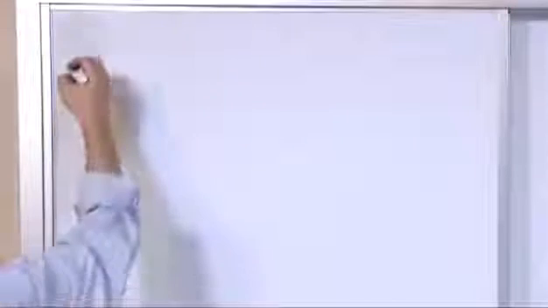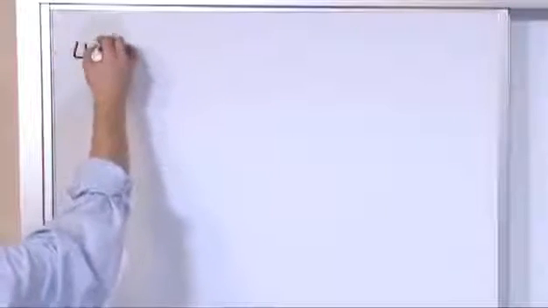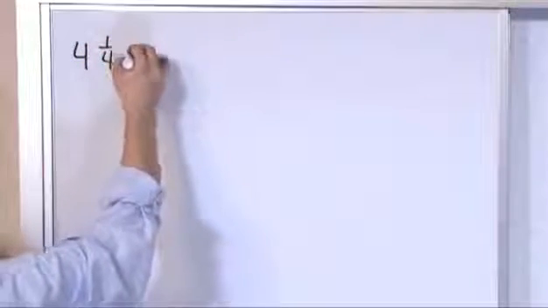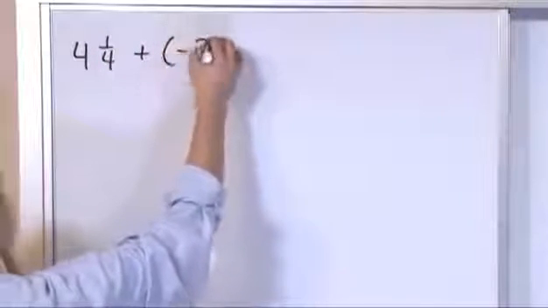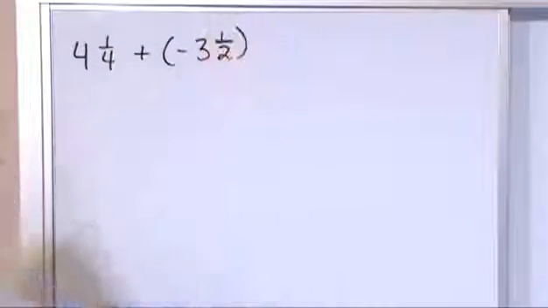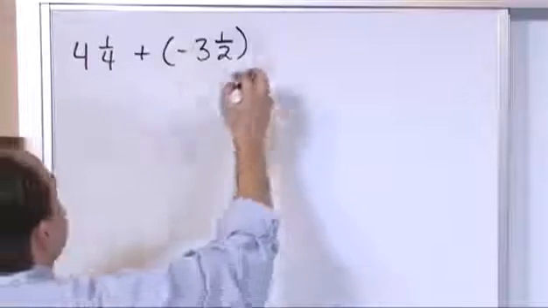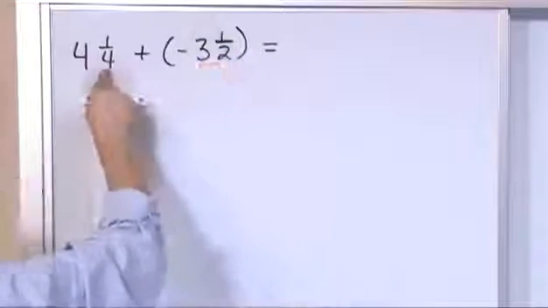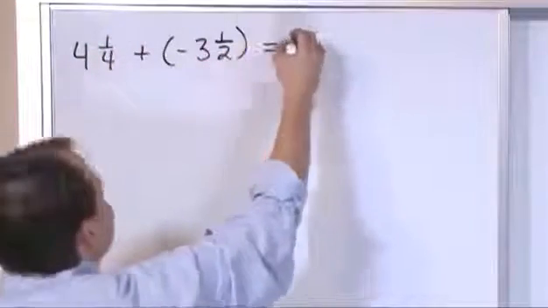All right, now what if you have 4 and 1/4 plus negative 3 and 1/2? Okay, so you just handle it the same way. The easiest way to do it is probably to convert them to improper fractions. So 4 times 4 is 16, plus 1 is 17.